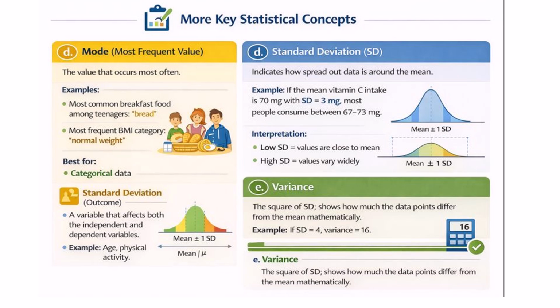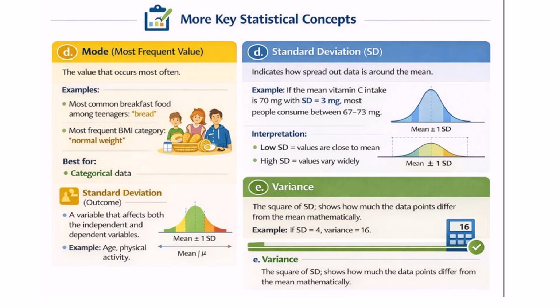The standard deviation indicates how spread out data is around the mean. You already know your mean. You now want to know how spread around that mean my data is. Then standard deviation will give you a picture of that. For example, your mean vitamin C intake of the data is 70, and your standard deviation is 3 milligram.